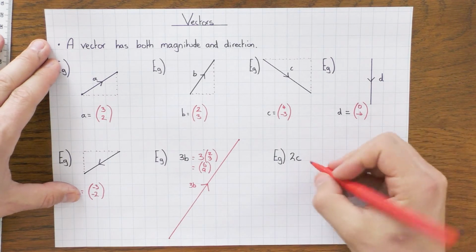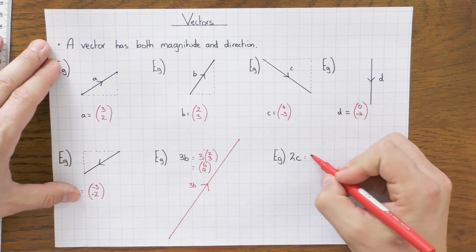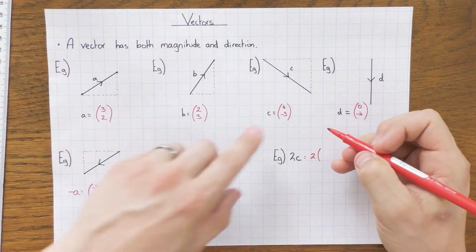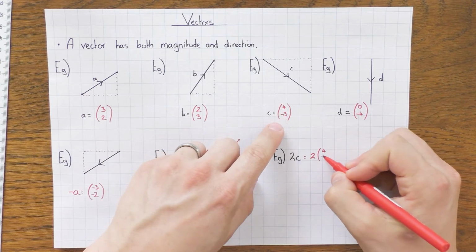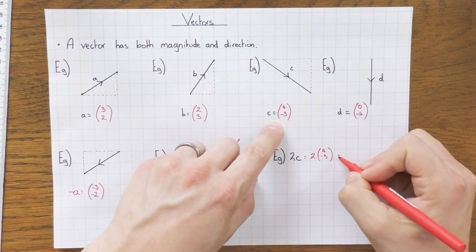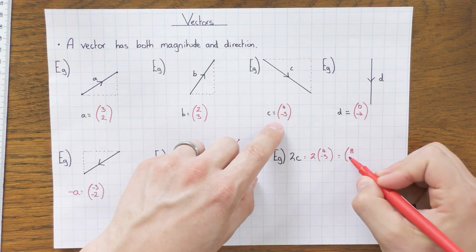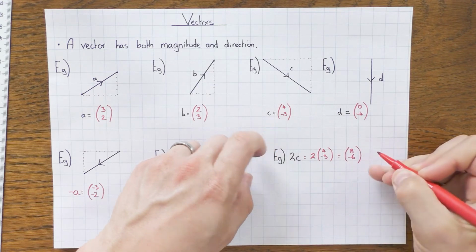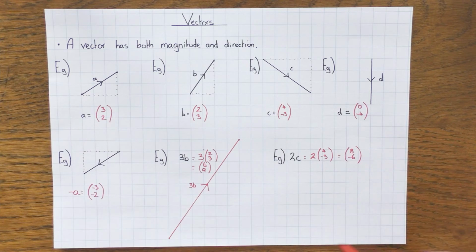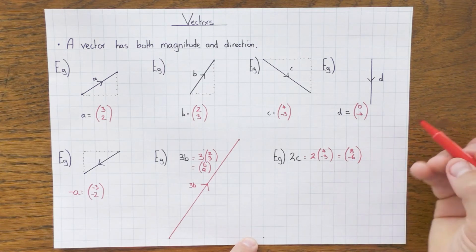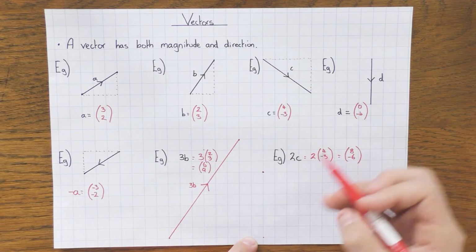And 2c, exactly the same thing. I have 2, and then c has the vector 4, minus 3, and I just do 2 times 4, which is 8, 2 times minus 3, which is minus 6, and again we can draw that. So I start here, 1, 2, 3, 4, 5, 6, 7, 8 across. Oh, no, I'm being silly, I need to go 6 down, don't I? Sorry, let's move that point to there.